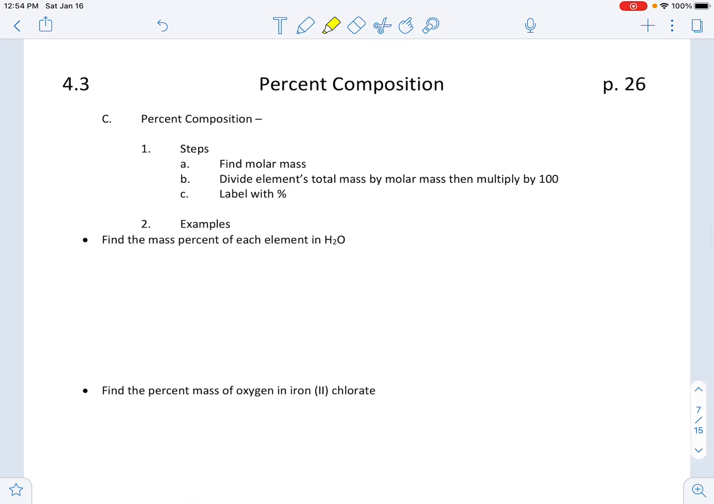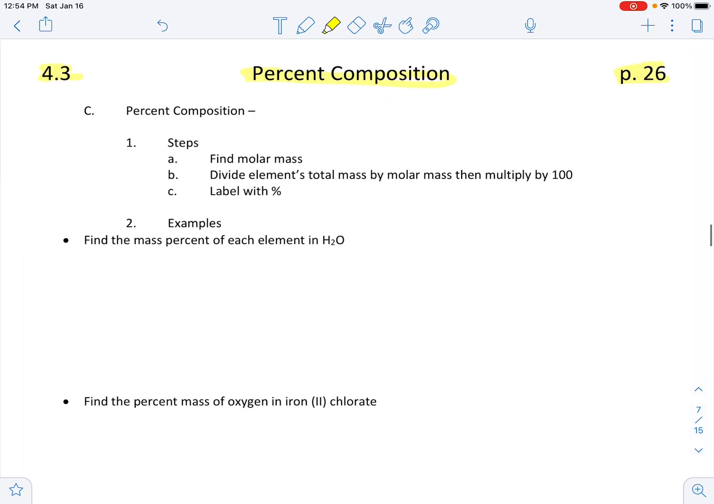Okay, so here we are at 4.3. Remember, across the top, your title is 4.3 Percent Composition. And then this is page 26. All right. Percent composition is very, very simple. In fact, it probably should have gone along with our molar masses, but we'll be okay.